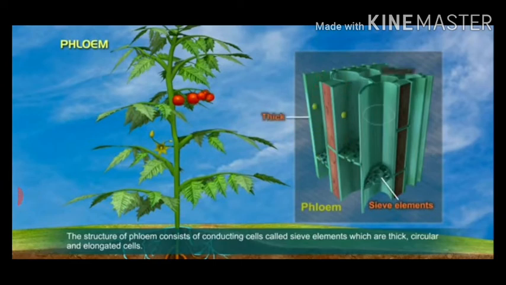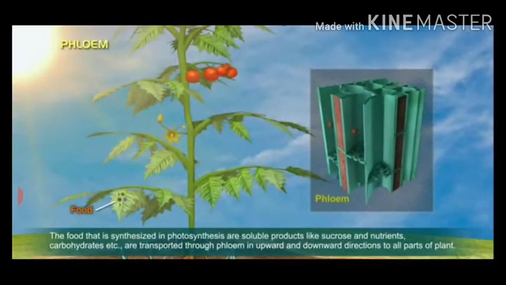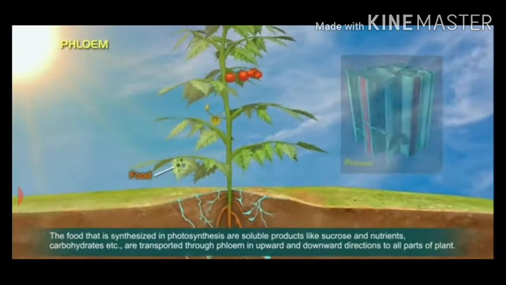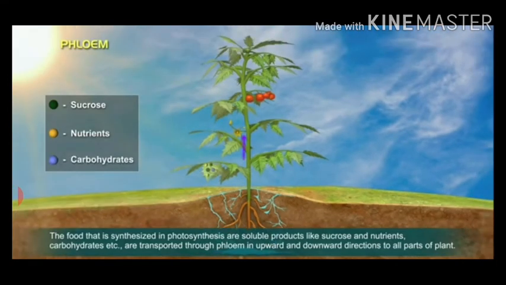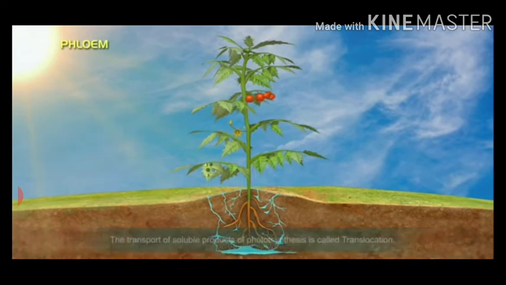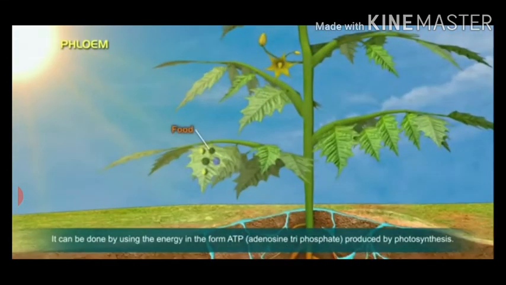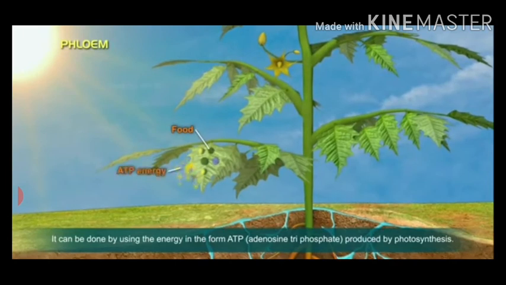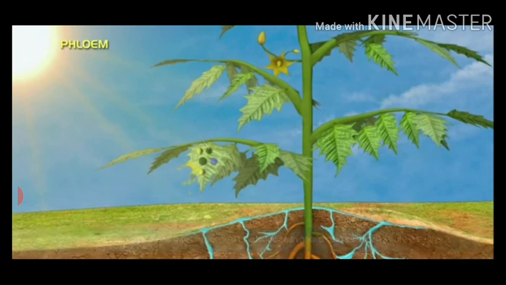Now the food prepared during photosynthesis is carried through the phloem into the different parts of the body with the help of sieve tubes. Materials that are transported to various parts of plants are sucrose, nutrients and carbohydrates. There is both upward and downward movement of food, and that process is known as translocation. The movement of food also requires energy in the form of ATP, that is adenosine triphosphate, that is produced by photosynthesis.